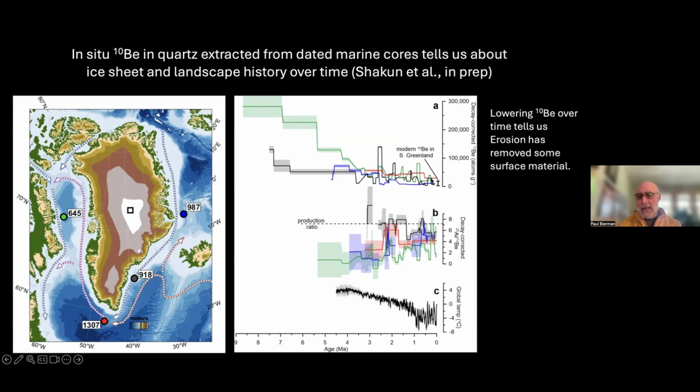And then we get down to today, and all of the cores have very low concentrations of beryllium-10, again, consistent with a landscape that's been covered by ice for most of the Pleistocene.